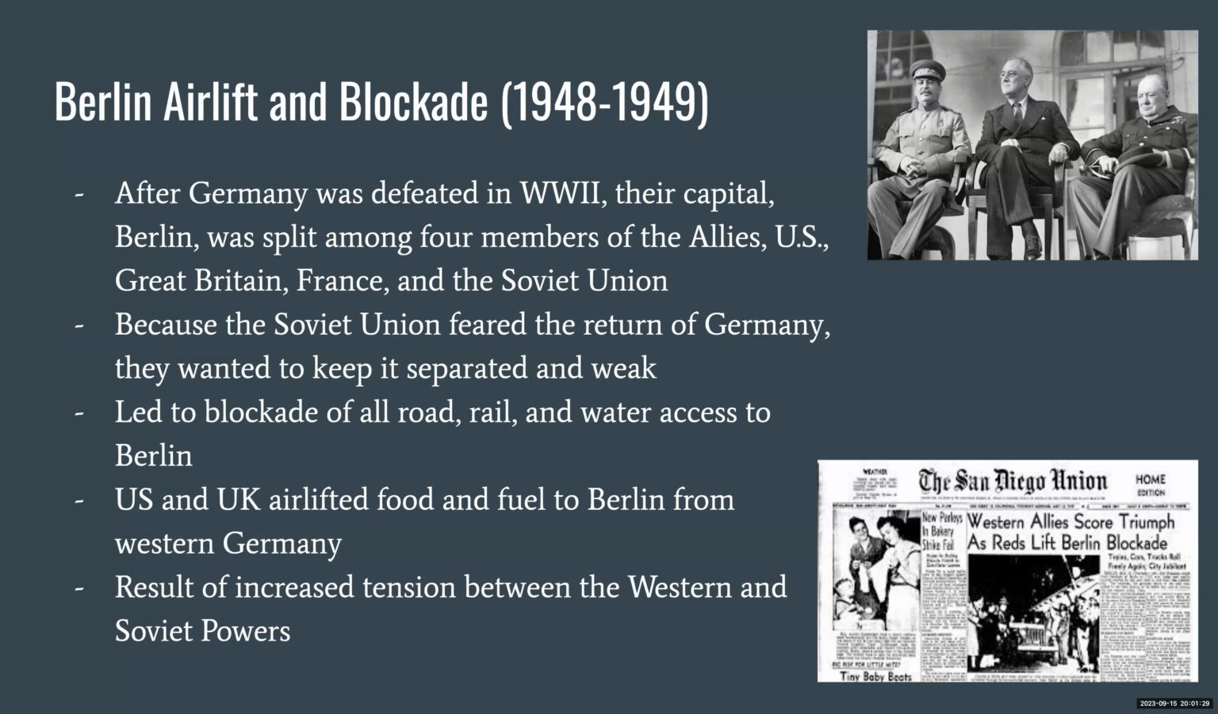So the Soviet Union basically blockaded all road, rail, and water access to Berlin. But because the Berlin citizens were starving and their resources ran out, the US and UK just airlifted food and fuel to Berlin from Western Germany. And eventually, as you can see in the bottom right picture, the Soviet Union lifts the blockade. Oh, and the Soviet Union are called Reds. I'm not sure why, but it's probably because their flag is mostly red. And this was a result of increased tensions between the Western and Soviet powers.